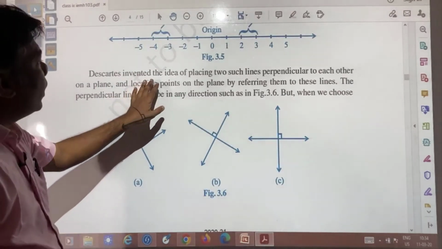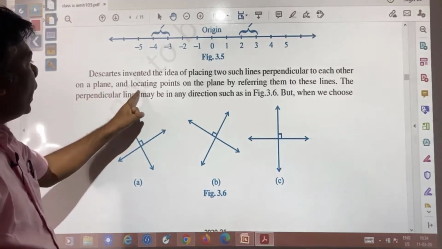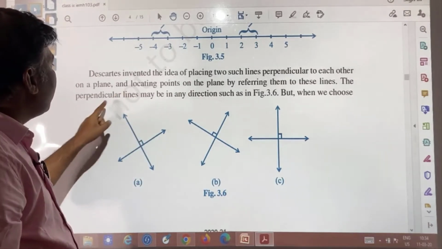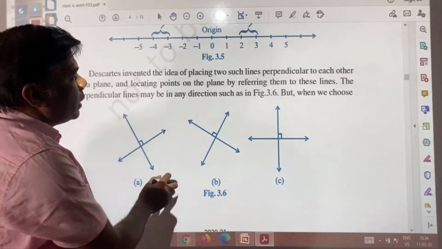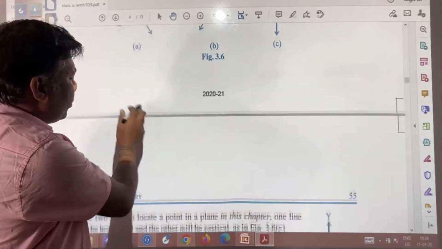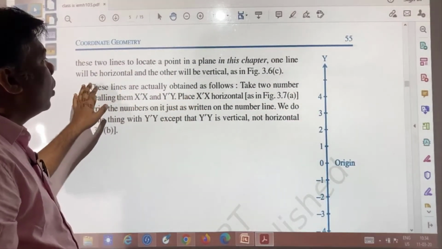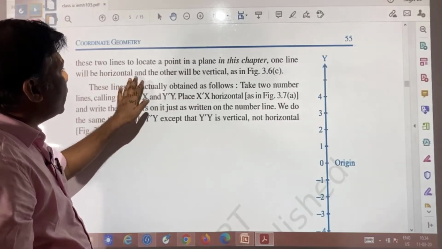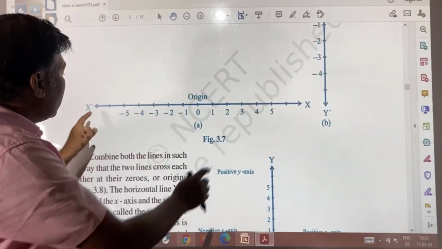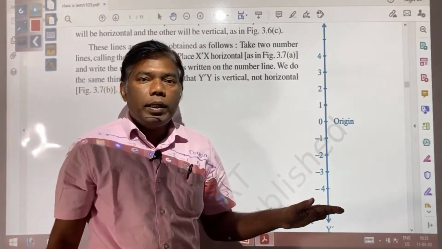Descartes invented the idea of tracing two such lines perpendicular to each other on a plane and locating points in the plane by referring to these lines. The perpendicular lines may be in any direction, such as in figure 3.6. But when we choose these two lines to locate a point in a plane in this chapter, one line will be horizontal and the other line will be vertical. So in this chapter, this is the horizontal line and this is the vertical line. In the vertical line also the same thing is there.